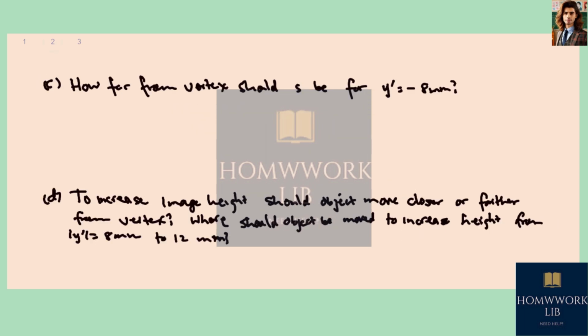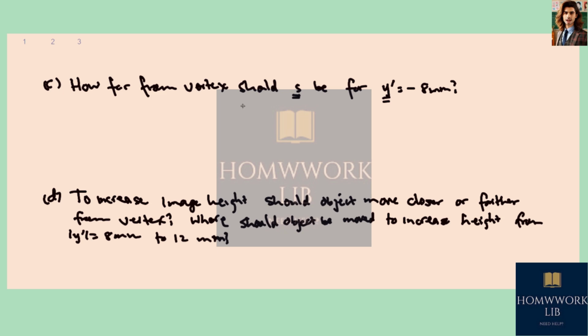In part C, we're asked how far from the vertex should the object be, which I denoted by s, for an image height y prime to be inverted. So I have that negative number, to be inverted, with a magnitude of 8 millimeters. So now we need to determine s for an inverted image of 8 millimeters.